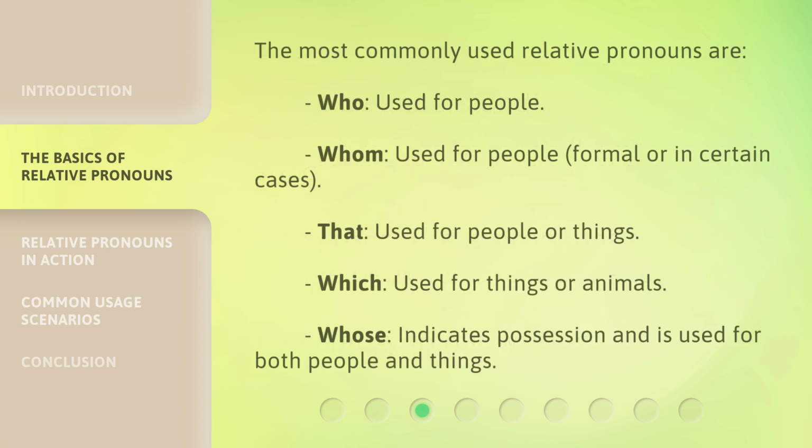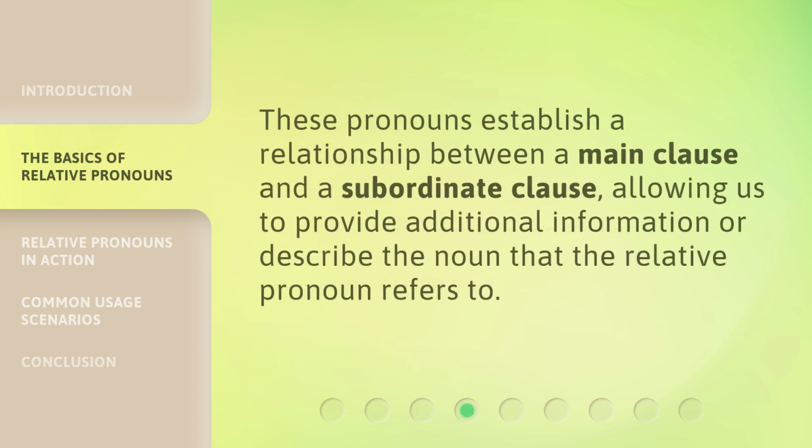The most commonly used relative pronouns are who, used for people; whom, used for people, formal or in certain cases; that, used for people or things; which, used for things or animals; whose, indicates possession and is used for both people and things. These pronouns establish a relationship between a main clause and a subordinate clause, allowing us to provide additional information or describe the noun that the relative pronoun refers to.